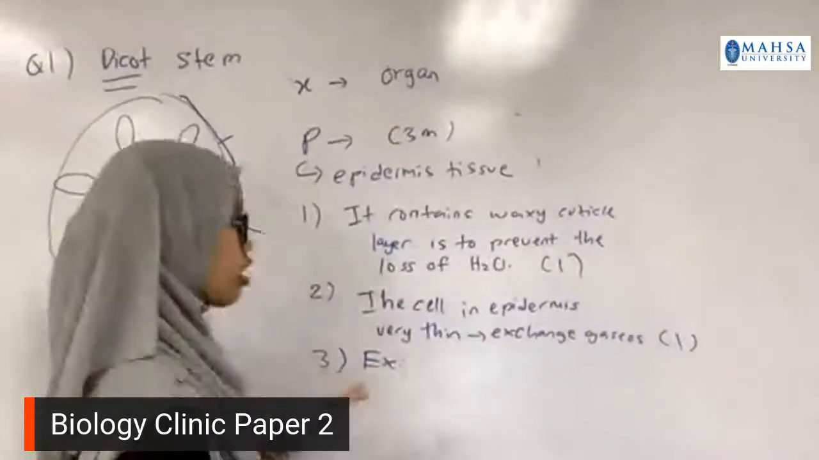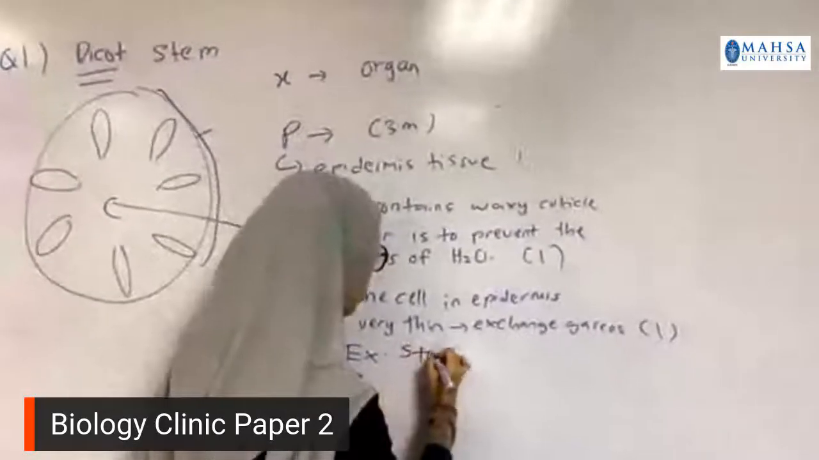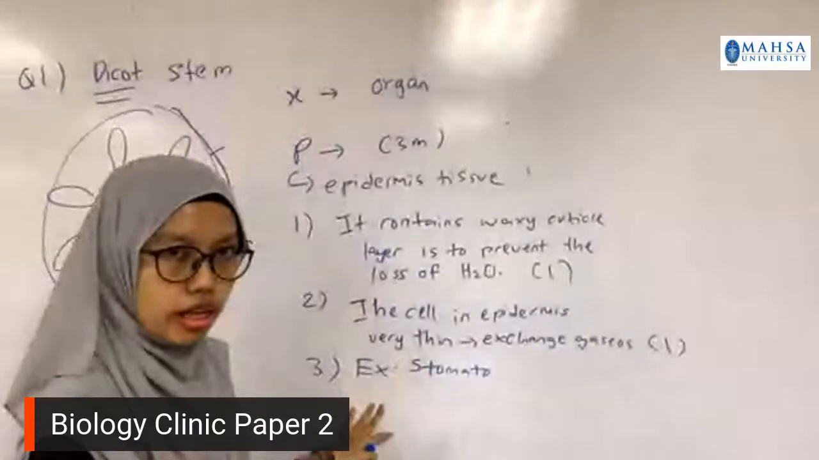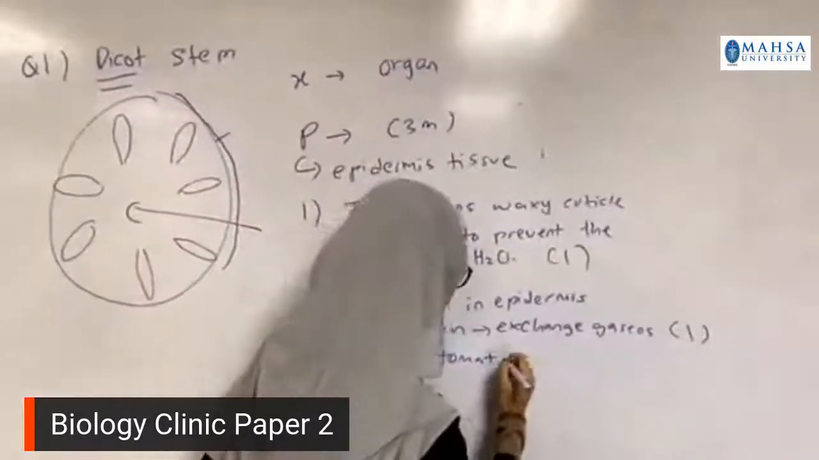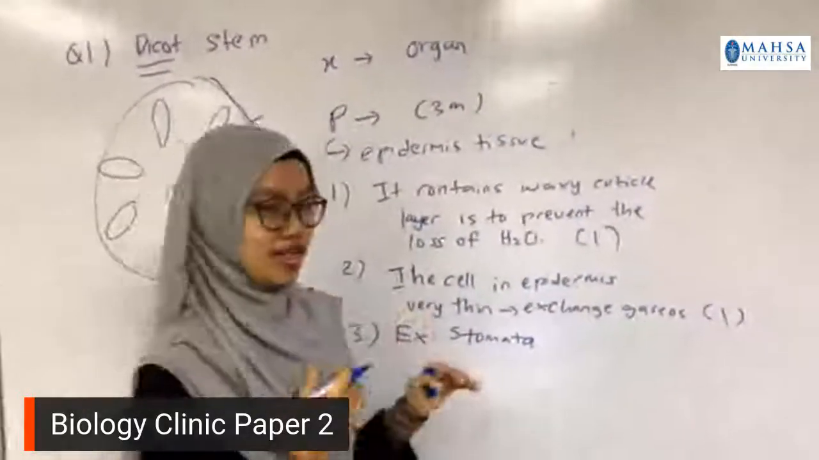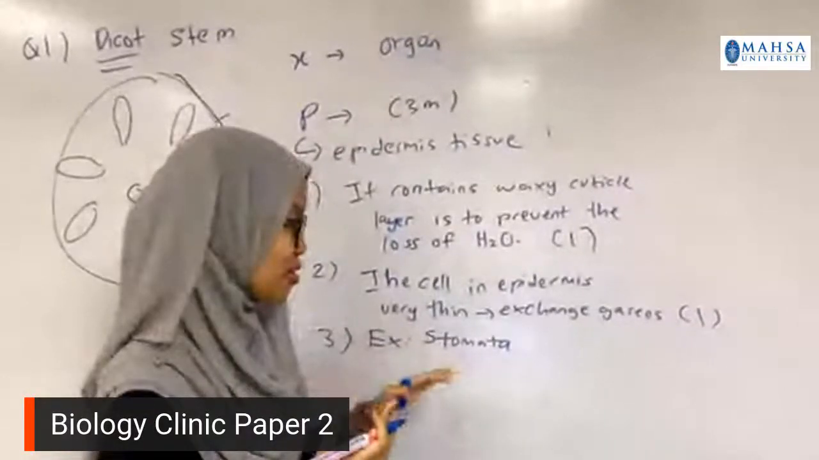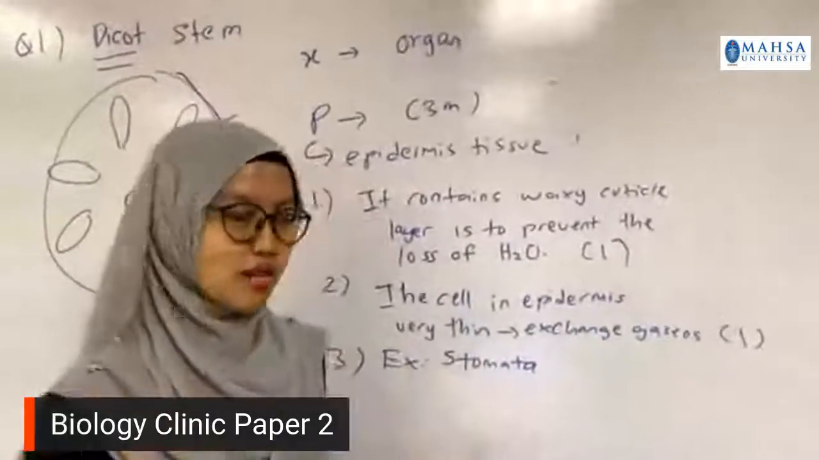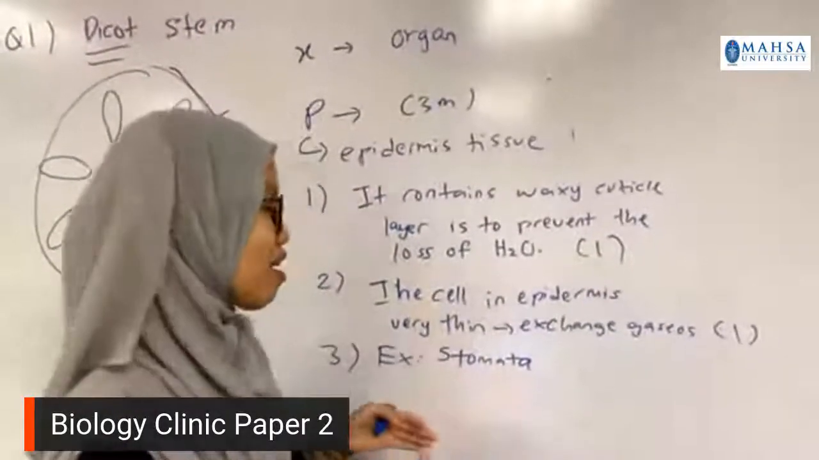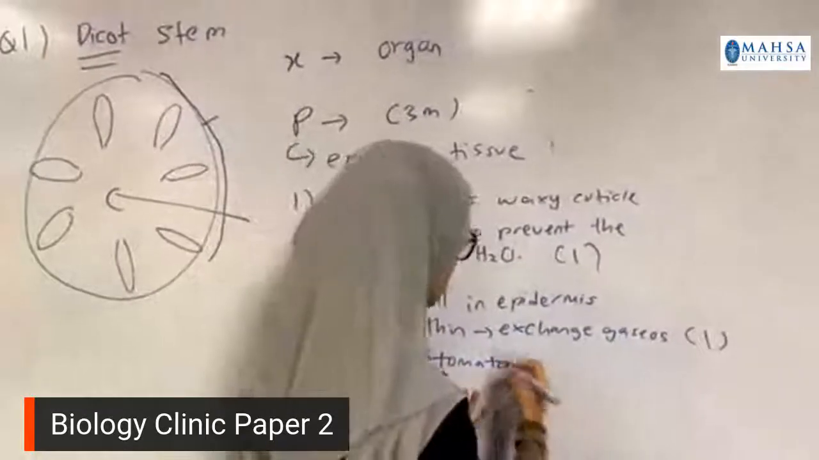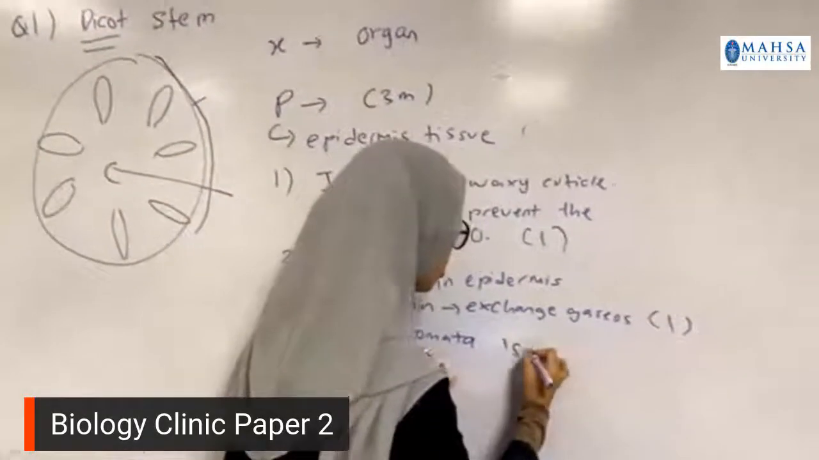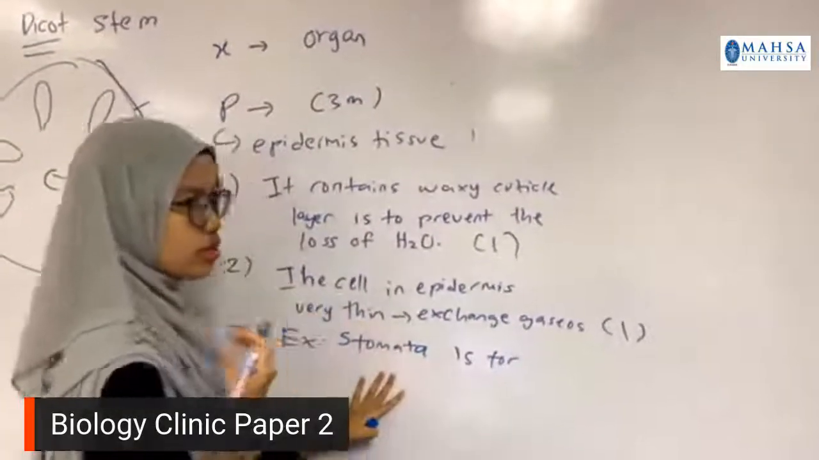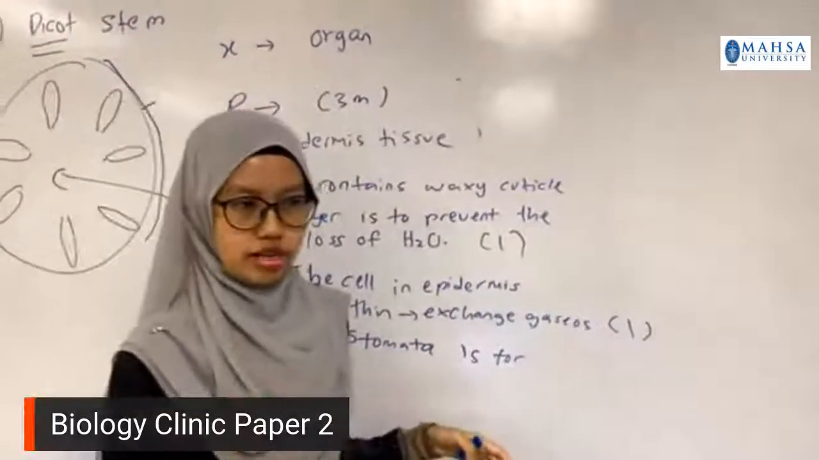For example, you can write stomata. So stomata is located at the epidermis layer. Sorry, I think I'm going too fast. I'm going to slow down a little bit. So for example is stomata. Stomata you can find at the epidermis layer. And the function of stomata is for exchange of gases, where they release oxygen and take in carbon dioxide.